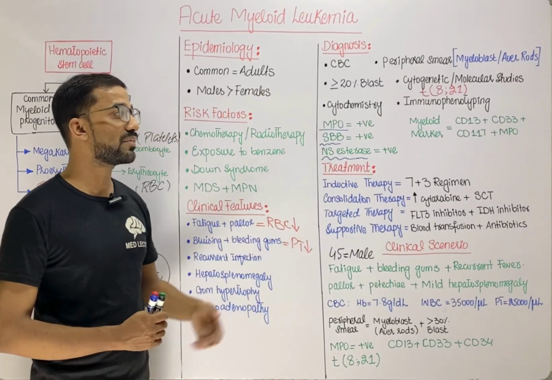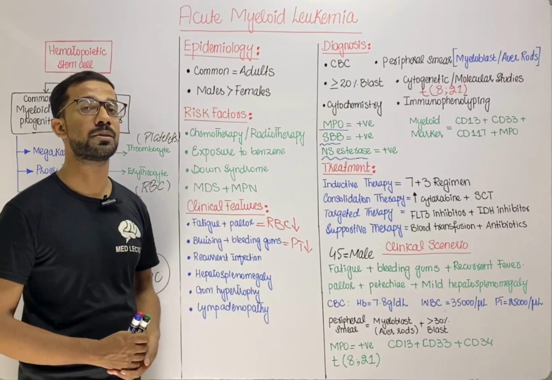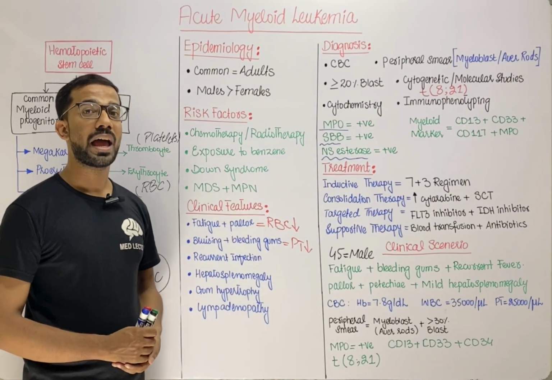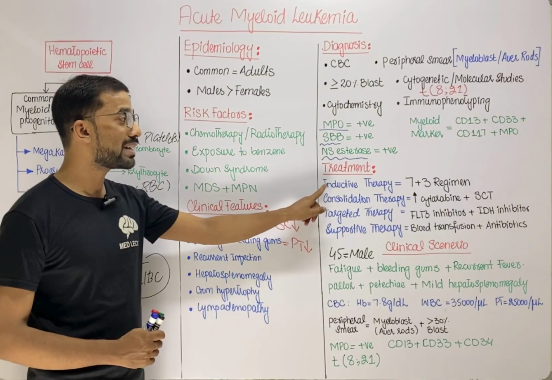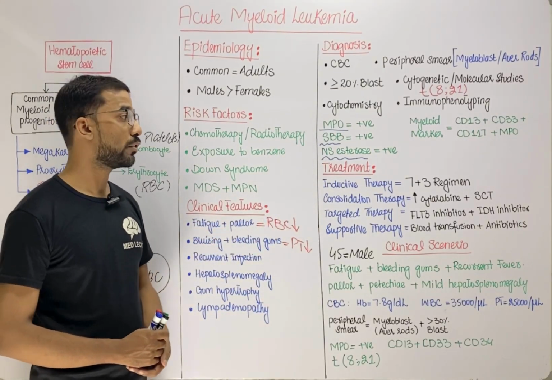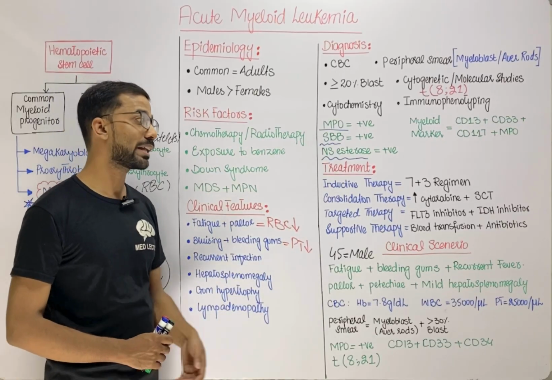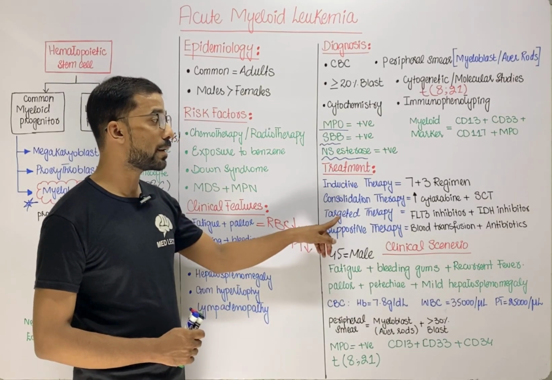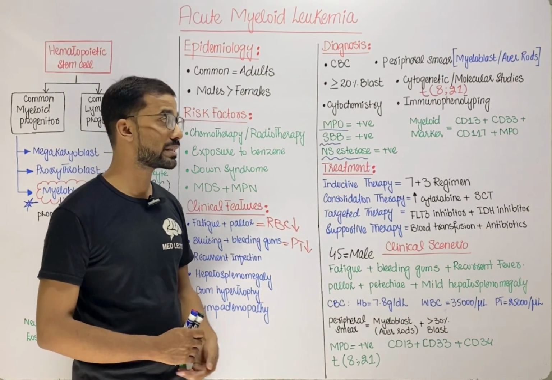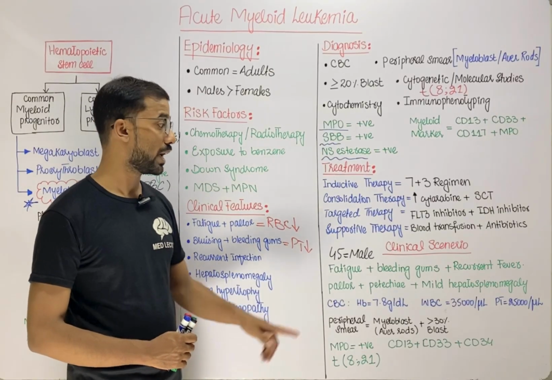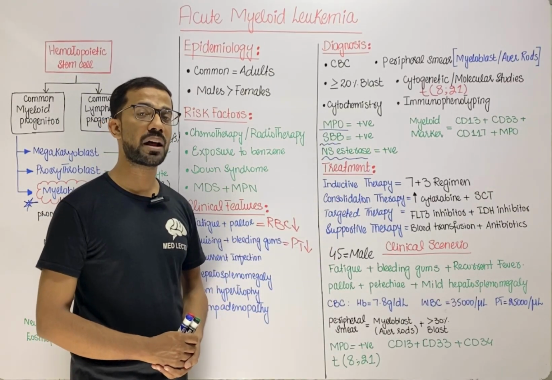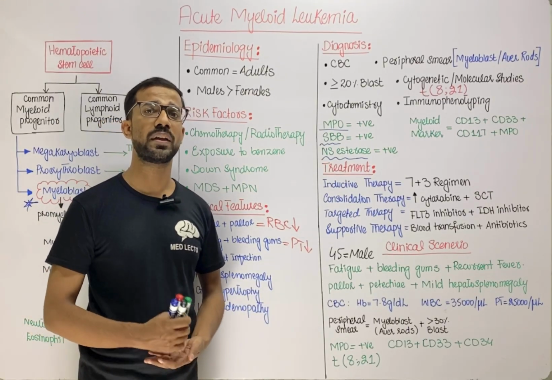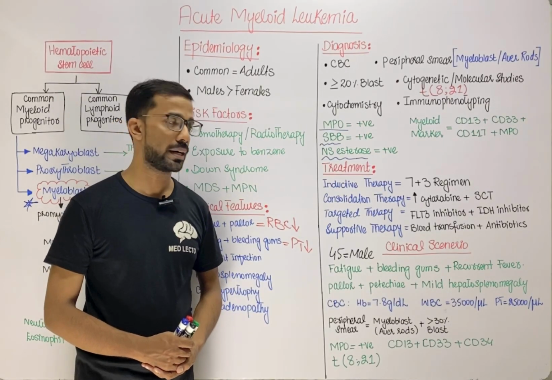Next, in the treatment, for induction therapy, you will go toward the 7+3 regimen: 7 days of cytarabine and 3 days of anthracycline. After the induction, that is the initial therapy, you will go toward consolidation therapy. In that case, you will see high-dose cytarabine and stem cell transplantation. In targeted therapy, you will see FLT3 inhibitors and IDH inhibitors. Supportive therapy includes blood transfusion, antibiotics, and antifungal drugs due to recurrent infection, because of the low mature or differentiated white blood cells.